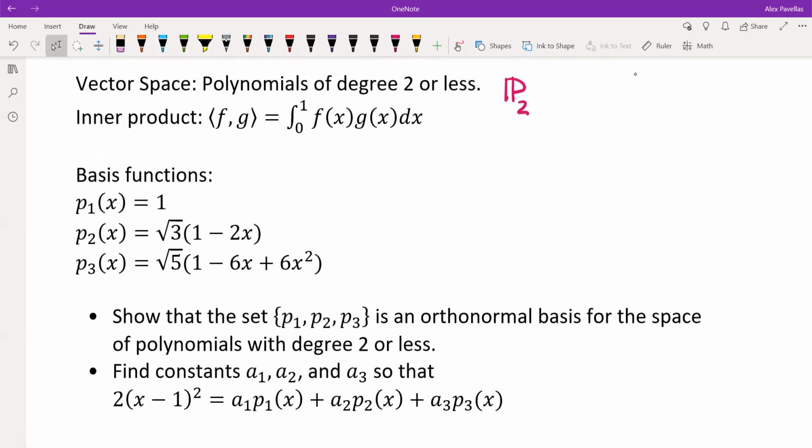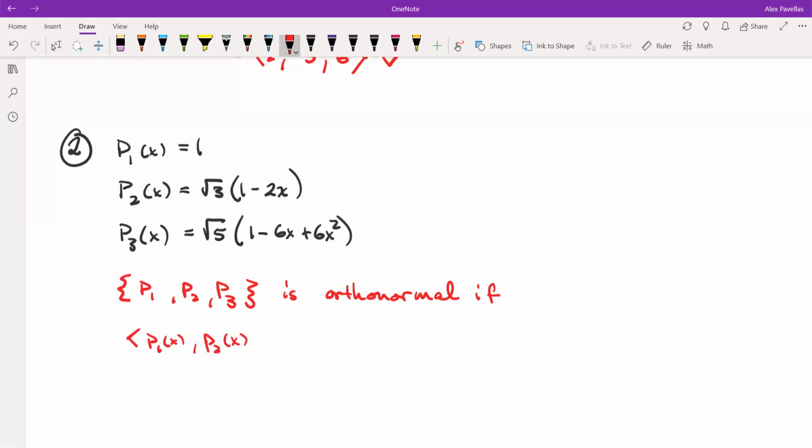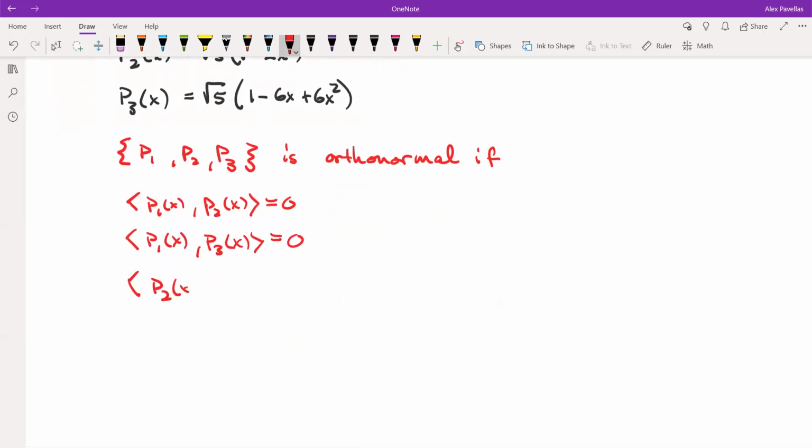So let me copy these guys down here. All right, there they are. So now you can verify that. The set P1, P2, P3 is orthonormal if the inner product of P1 of x and P2 of x is 0, and the inner product of P1 of x and P3 of x is 0, and the inner product of P2 and P3 is 0.